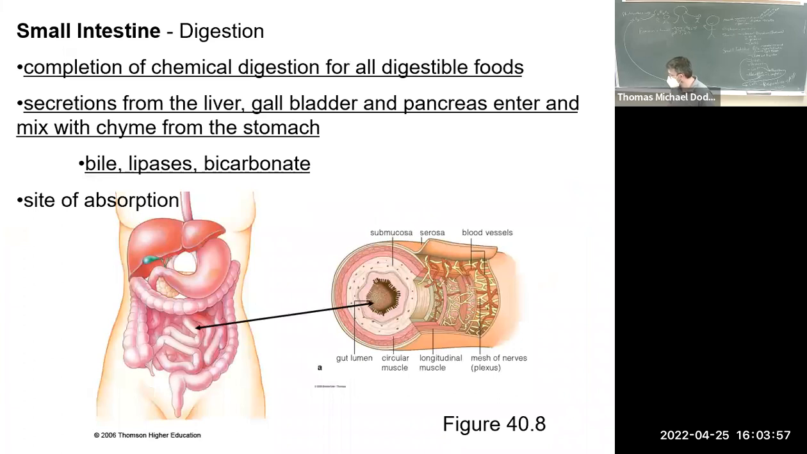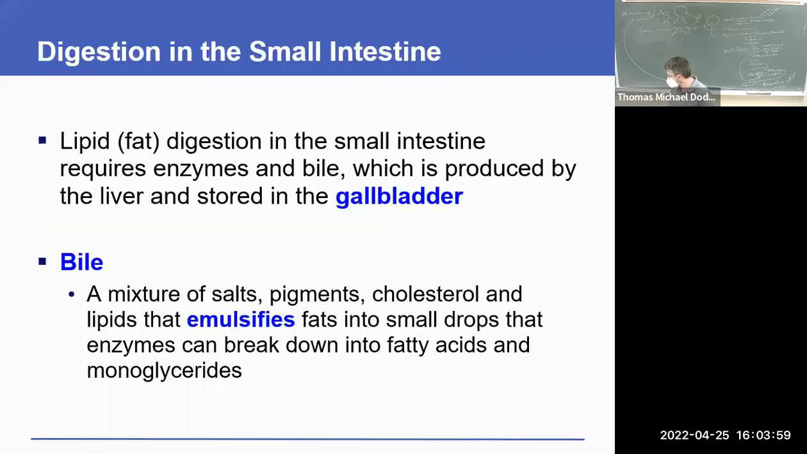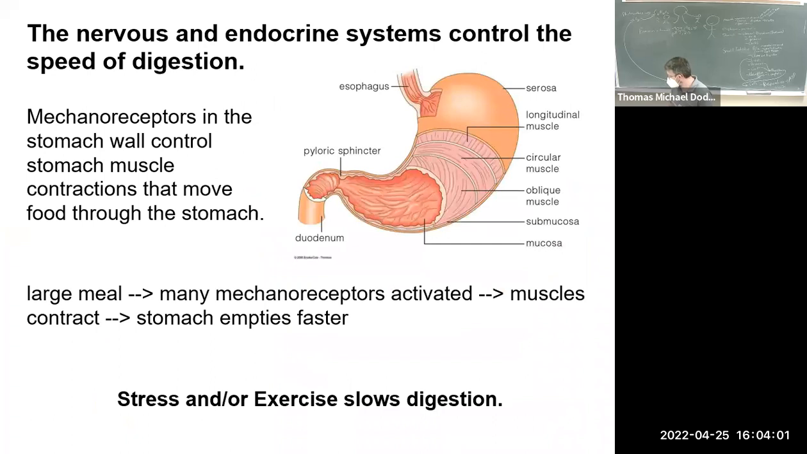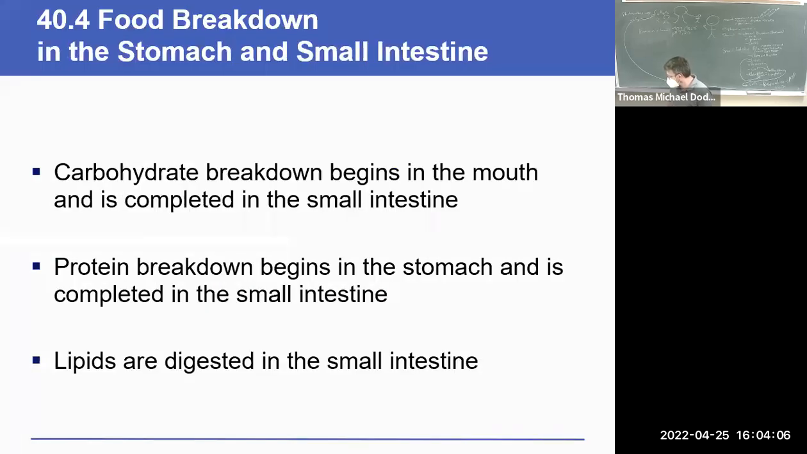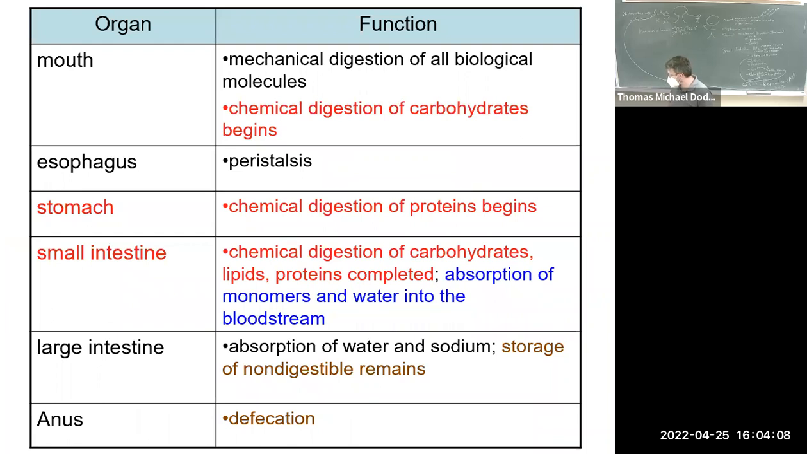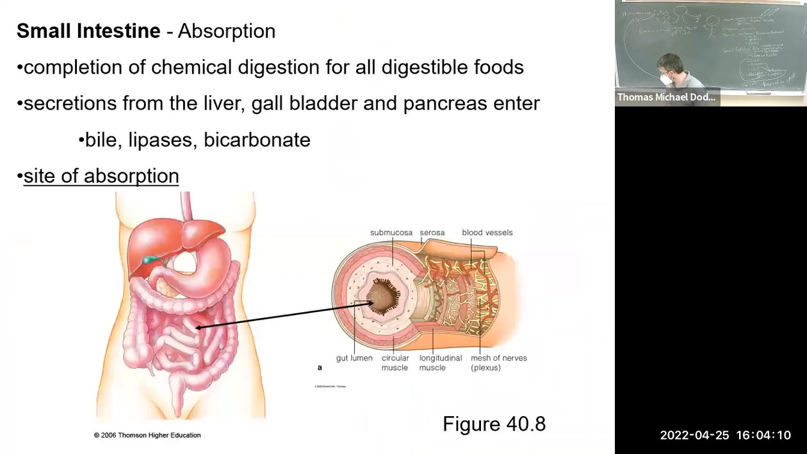Okay. Now there was something in the small intestine that's coming up. We've already talked about the gallbladder. There's a little bit about how large meals push things along. We've talked about this. I want to get to one thing about absorption. There's something special about the small intestine that deals with absorption. Do y'all remember what that is?